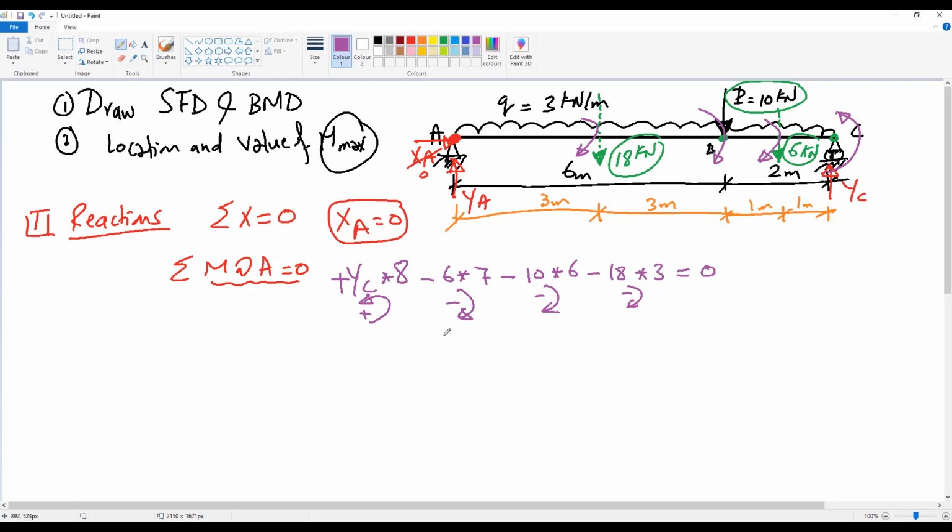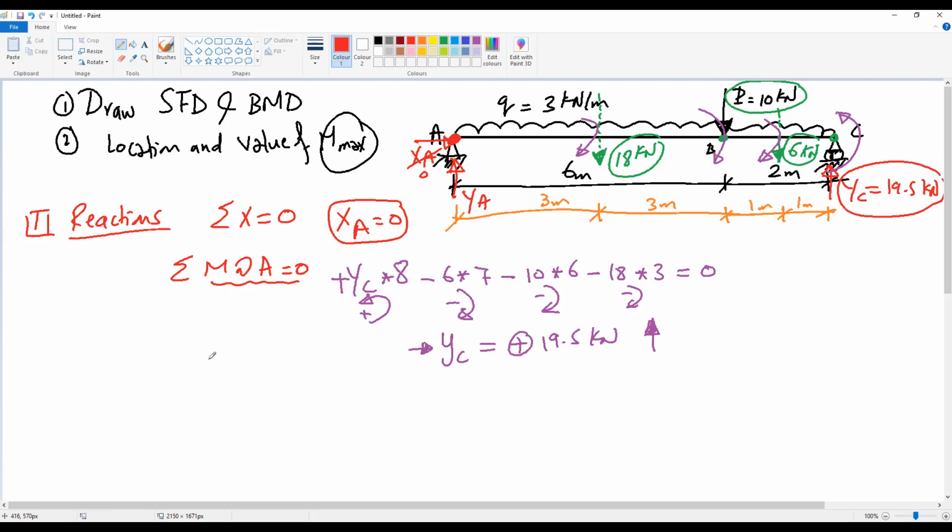From this equation, we can find YC, the reaction at C. Can you calculate it with me? If we do the calculation, we have 19.5. So the reaction YC is plus 19.5 kilonewton. What does the plus sign mean? The plus sign means this reaction is going up because Y positive is up. So YC equals 19.5 kilonewton.